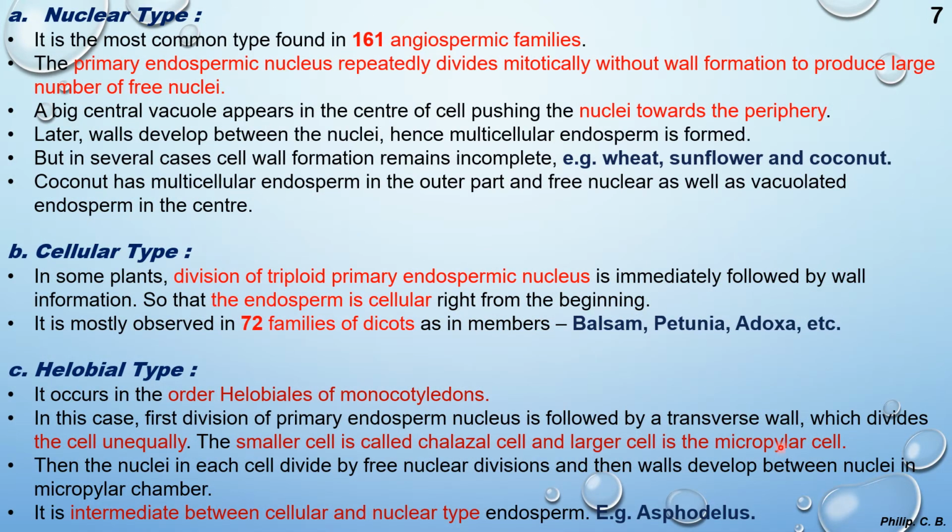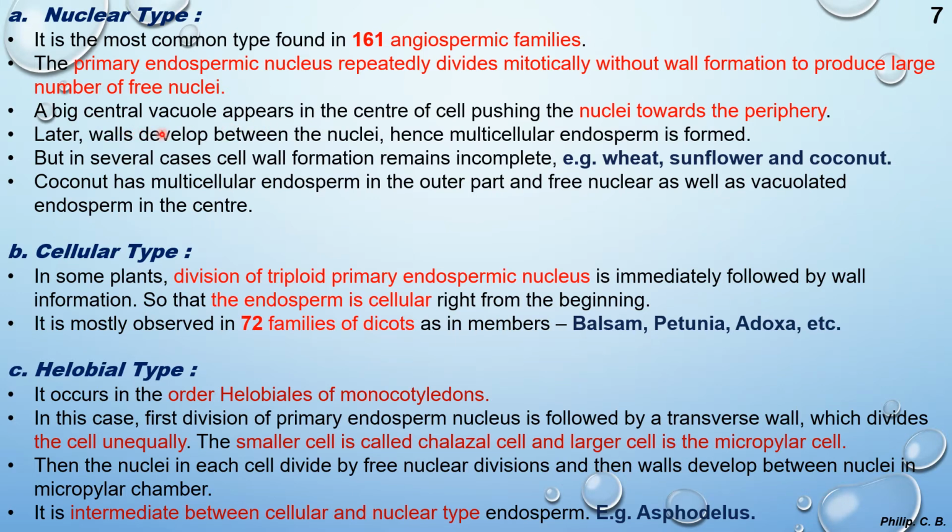Starting with the first type, nuclear type. It is the most common type, found in 161 angiospermic families. The primary endosperm nucleus repeatedly divides mitotically without wall formation to produce a large number of free nuclei. So it keeps on dividing mitotically, there is no formation of wall, and so free nuclei are produced in large quantity.